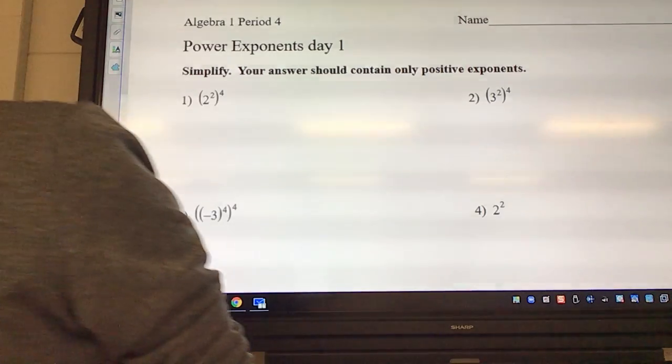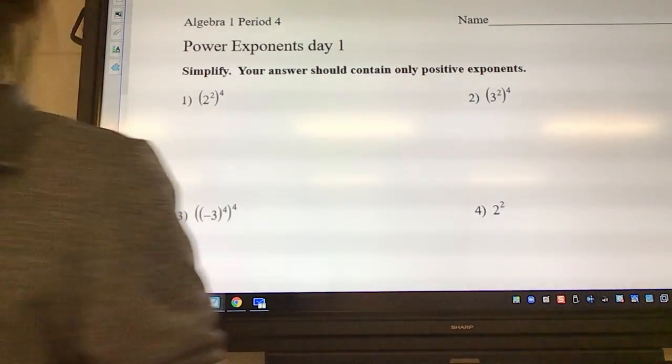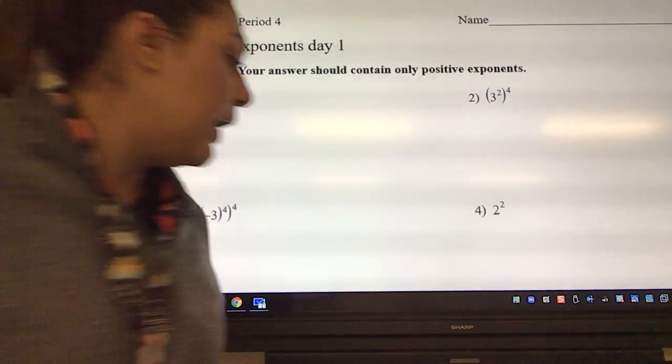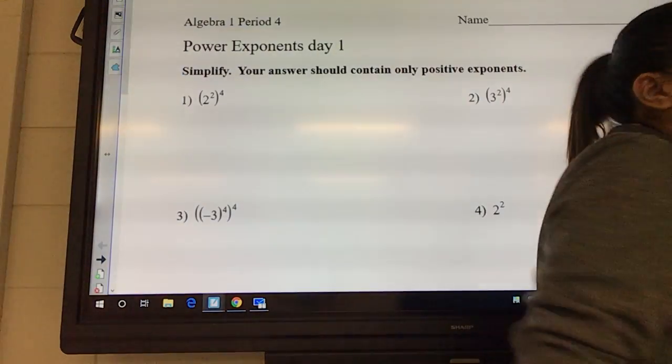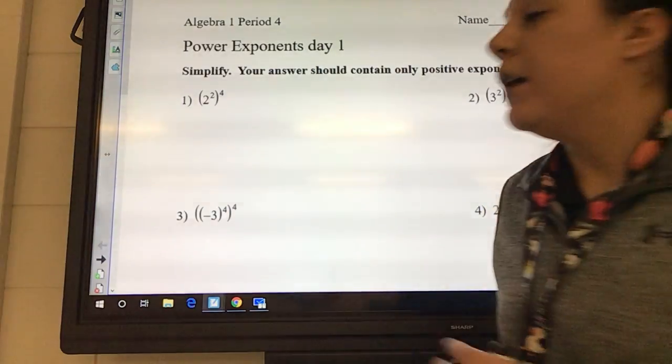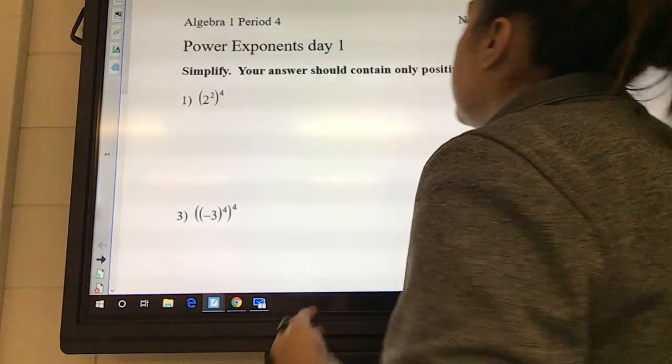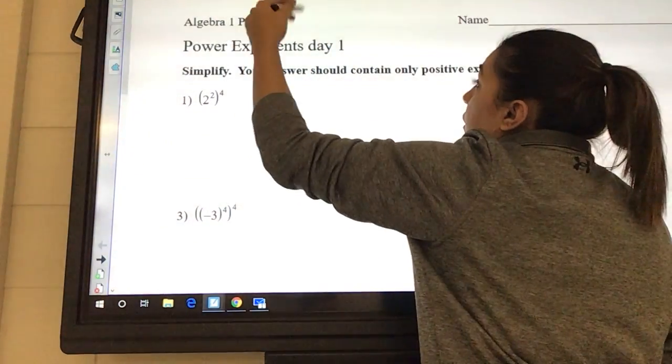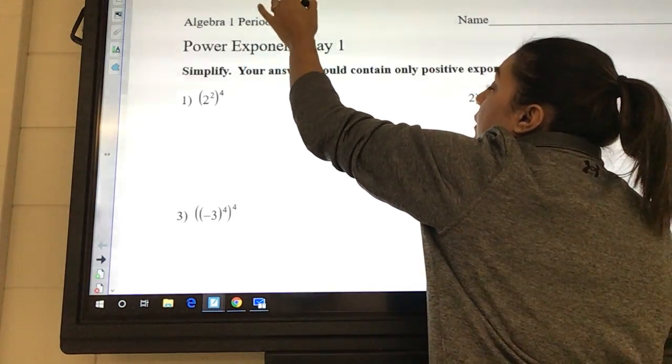Okay, so today you guys are going to be going over power exponents. So far we've done zero exponents. So zero exponents say anything to the zero power is zero. Okay, we've done negative exponents, which tell us anything negative needs to go to the bottom. Okay, power exponents tell us, and I don't have the note sheets on here, so if you have them, if not, you can just write it on the top.